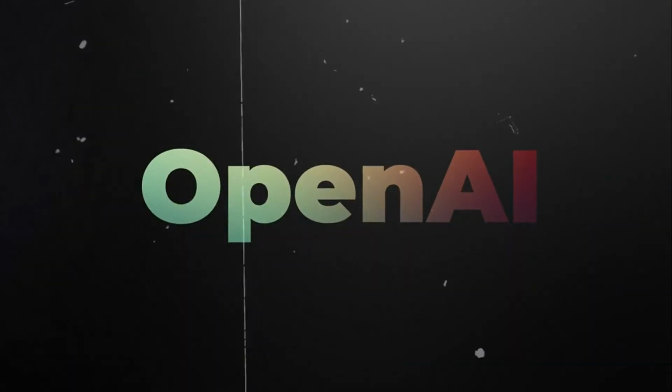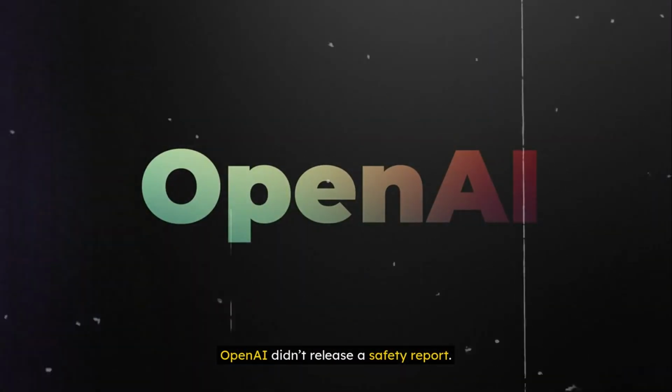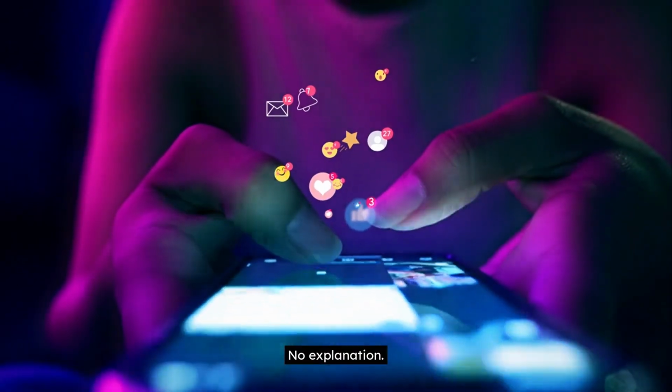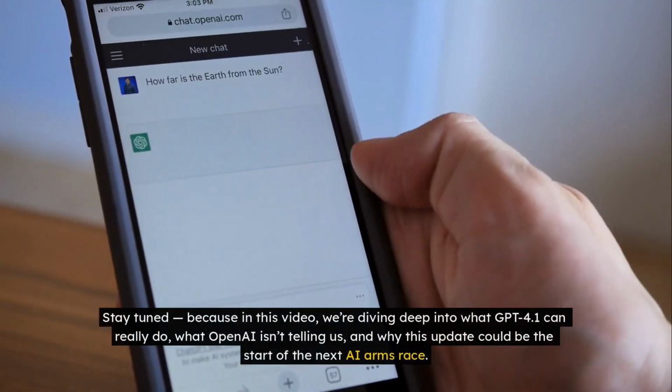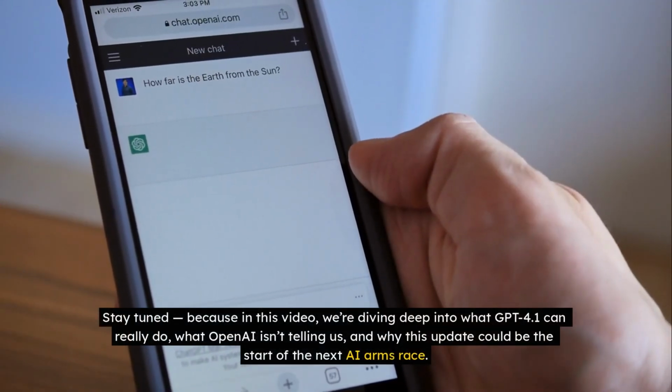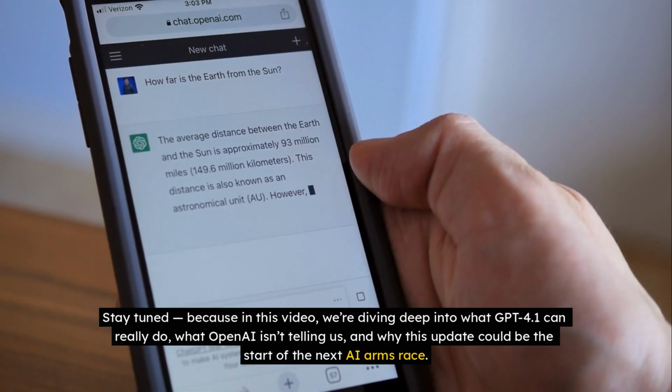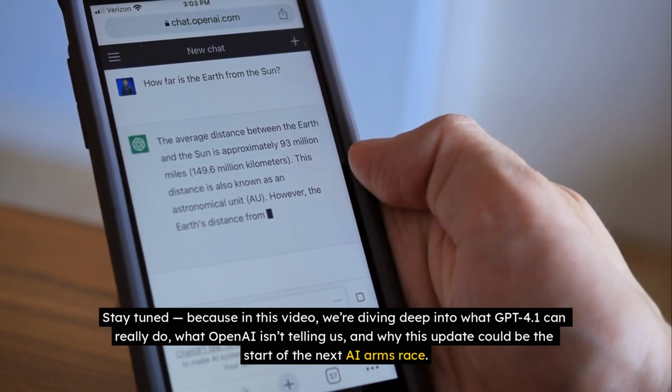But here's the twist. OpenAI didn't release a safety report. No transparency, no explanation, just silent domination. So the real question is, what are they hiding, and what comes next? Stay tuned, because in this video we're diving deep into what GPT 4.1 can really do, what OpenAI isn't telling us, and why this update could be the start of the next AI arms race.